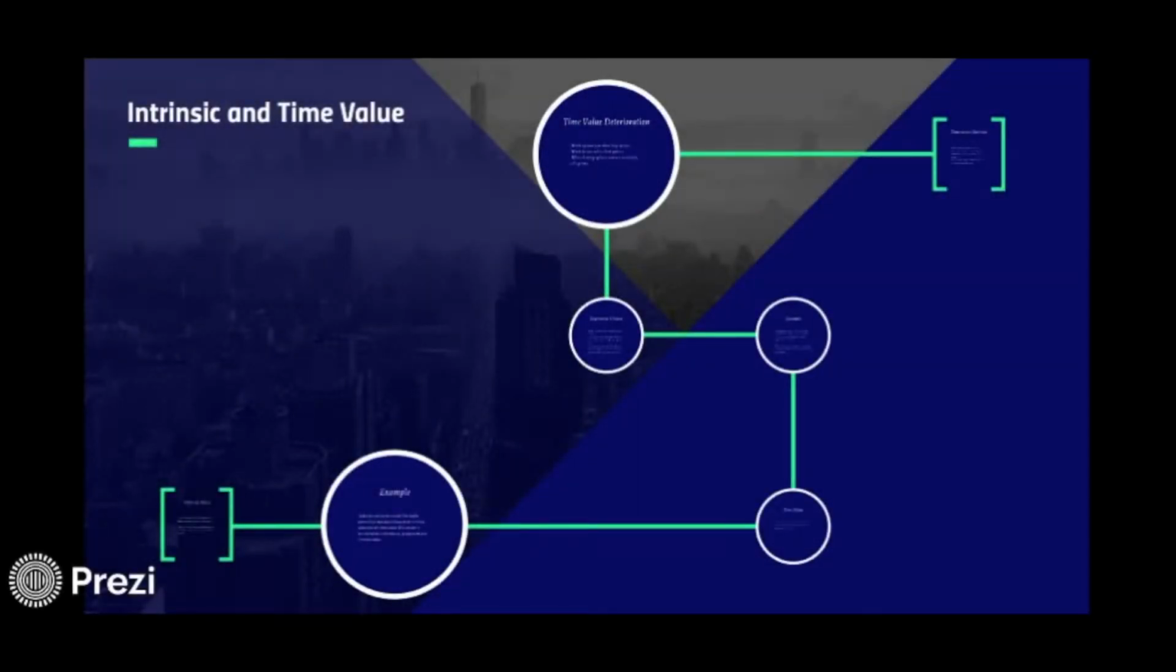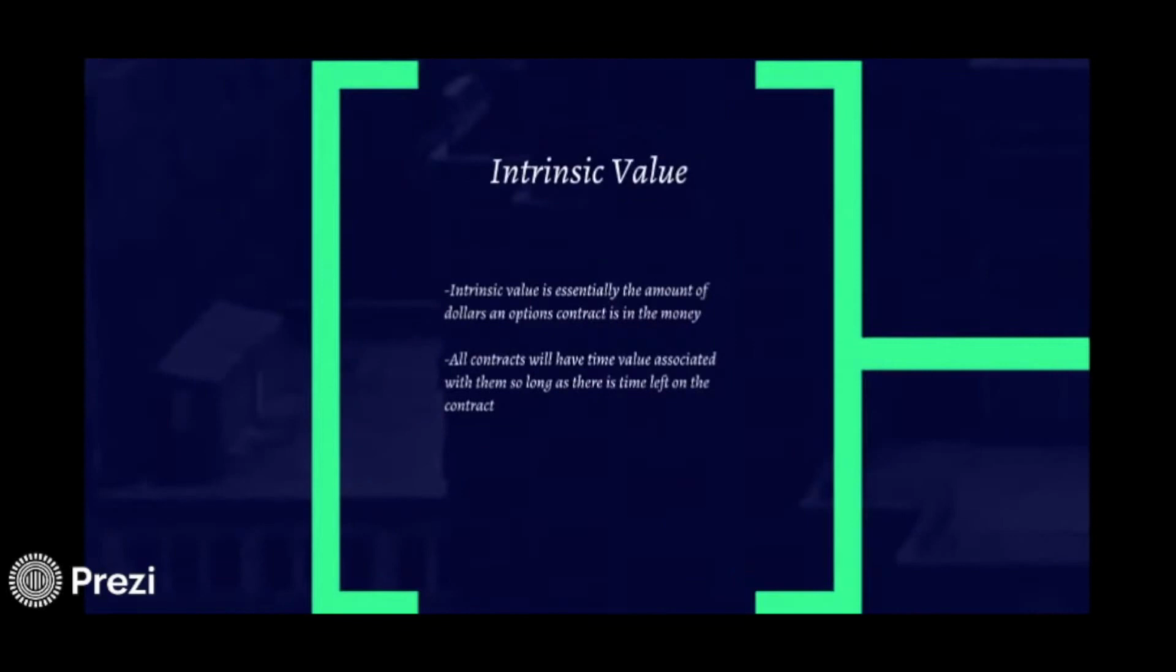Today we're going to be going over intrinsic value and time value. Those are the two main components of how options contracts are valued, so let's just dive right into it here. Intrinsic value is essentially the amount of dollars an option contract is in the money. An out of the money contract would not have any intrinsic value and would be totally comprised of time value. So all contracts will have time value associated with them so long as there's time left on the contract.